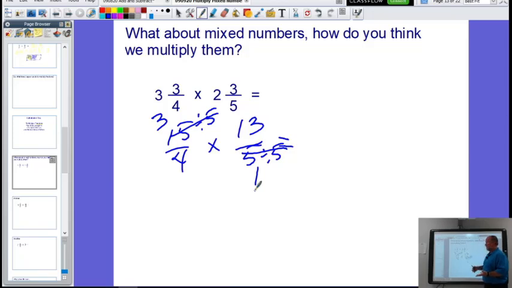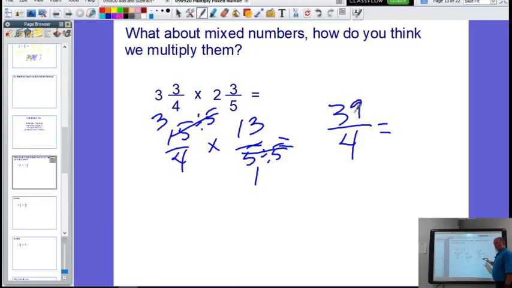And now we multiply. So now instead of doing 15 times 13, I'm actually only doing 3 times 13, and I can actually do that in my head. I know that's 39. And instead of doing 4 times 5, I just have 4 times 1, which is 4. Now, remember that big old ugly number we had, 195 over 20? Well, would you rather have 195 over 20, or would you rather have 39 over 4? Because I can do 39 over 4 in my head.